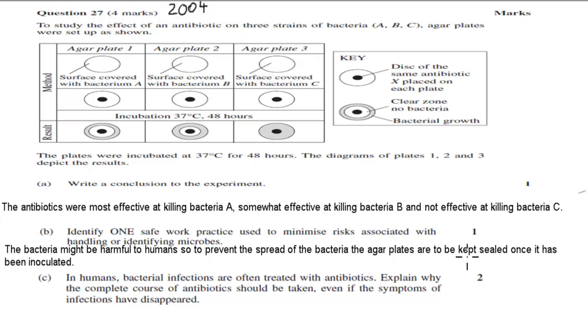If you wrote less, you can still get full marks. This just says identify, that's it. And so far, we've got no marks here. Next question is, in humans, bacterial infections are often treated with antibiotics. Explain why the complete course of antibiotics should be taken, even if the symptoms of the infection have disappeared.